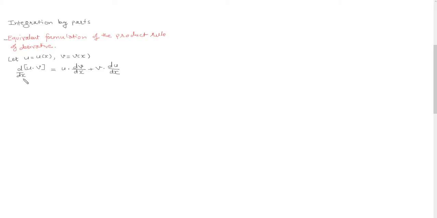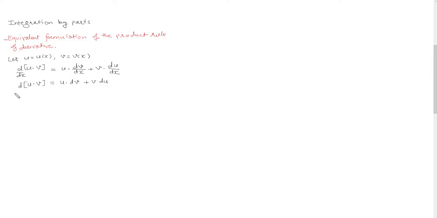Here's the product rule. d over dx of u times v is: fix the first one, differentiate the second; fix the second, and differentiate the first. This statement can also be understood as the differentiation of u times v equals u times dv plus v times du. So just to understand, you can think that we are multiplying both sides by dx.